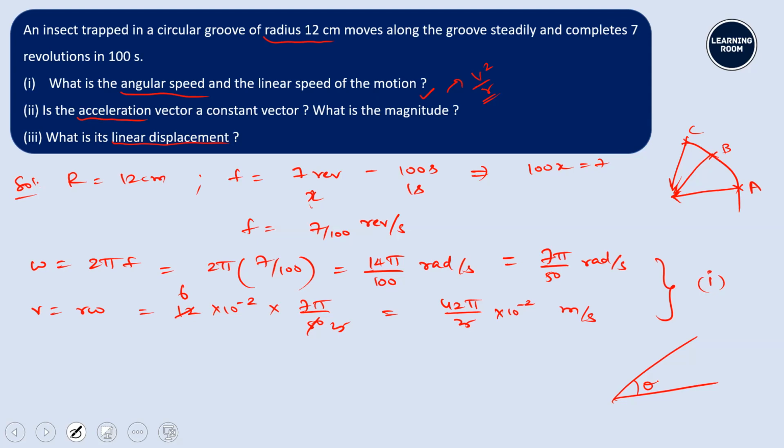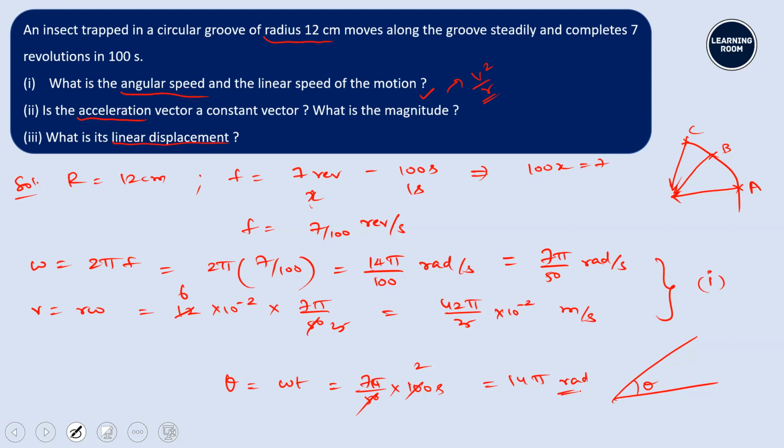So what we need to do is, first we'll find theta. Theta is equal to omega into t. So what is the value of omega? Omega is 7 pi by 50 into the time taken, which is 100 seconds. So when you cancel these two, you will get 14 pi. So what I'm trying to tell you here is, in 100 seconds, the particle has completed a revolution of 14 pi radian.